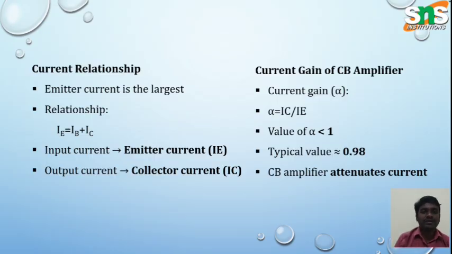So again we can conclude from the input and output plots that the common base amplifier attenuates the current. If we supply 100% of the current, in the collector, that is the output current, we get only 98% of the current. So this is the conclusion of the common base configuration.